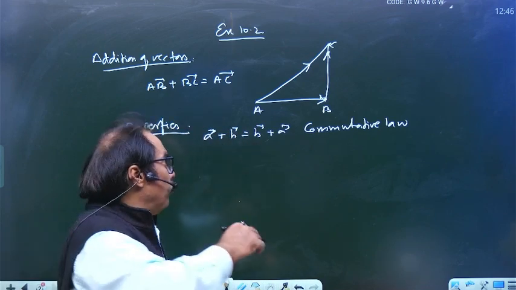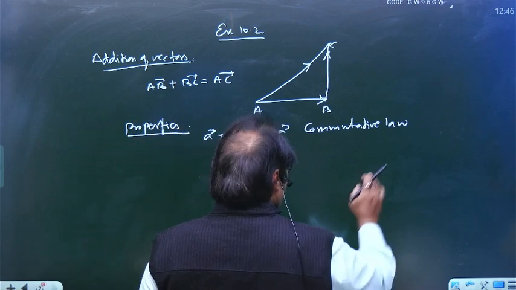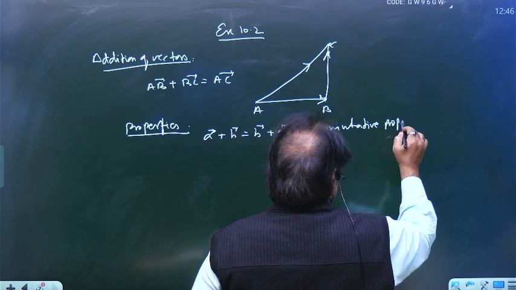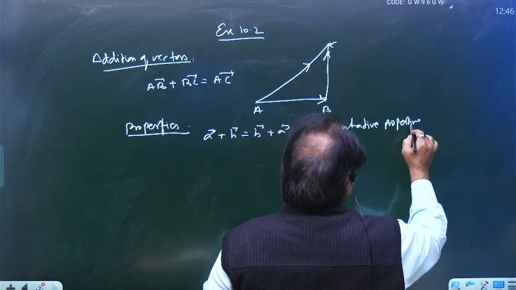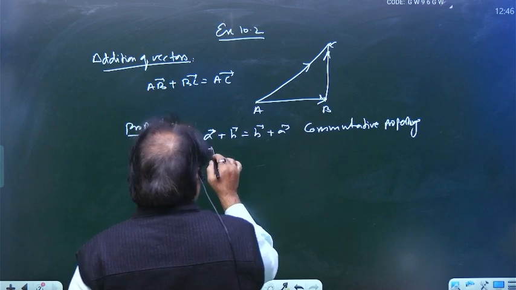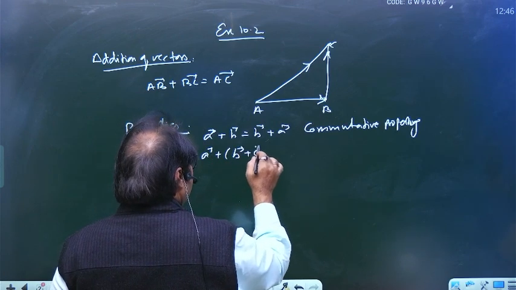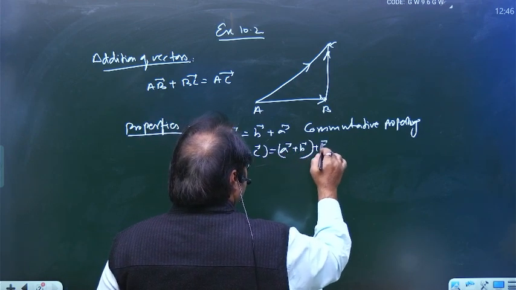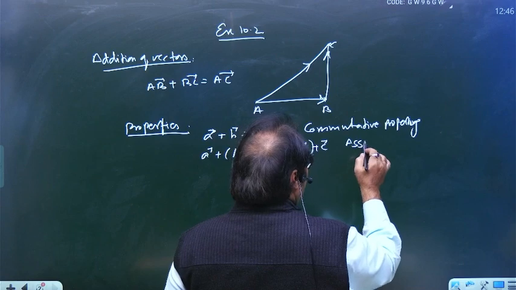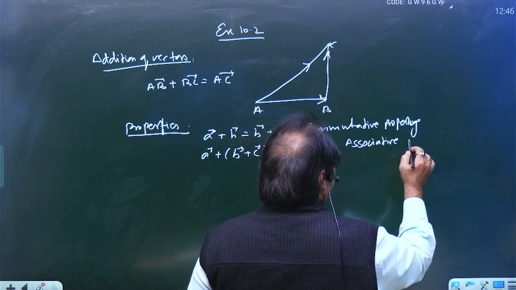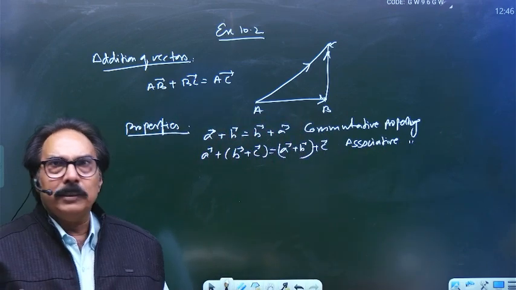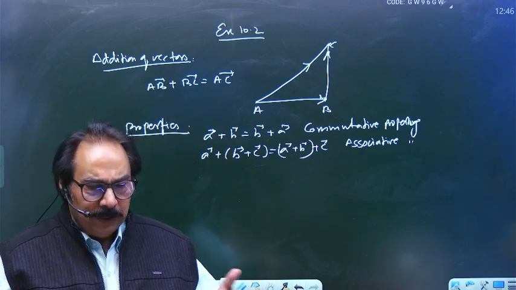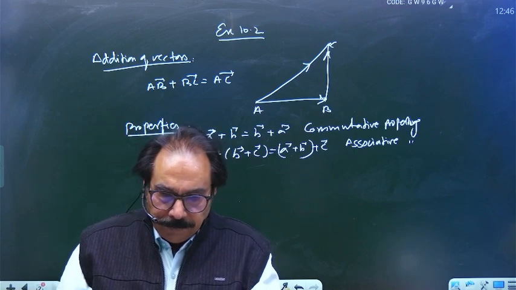Then the associative property. Vector A plus vector B plus vector C is equal to vector A plus vector B, plus vector C. This is called the associative property. In simple algebra, we can say that 2 plus 3 plus 5 is the same as 5 plus 3 plus 2.